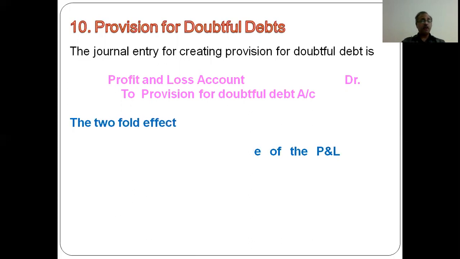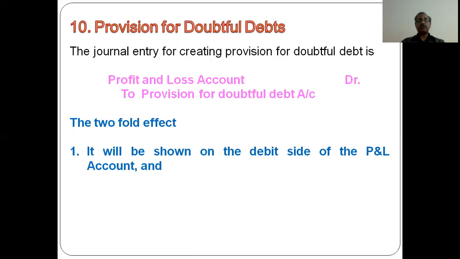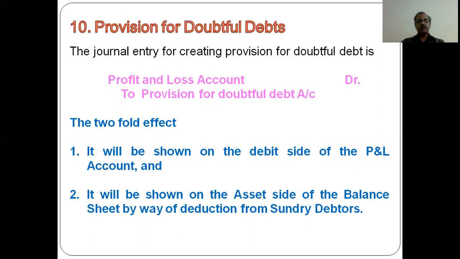And the twofold effect: the first effect is that provision for doubtful debt will be debited in the P&L account, because we used to create any provision by debiting the P&L account. So provision for doubtful debt we show on the debit side of the P&L account. The second effect is that provision for doubtful debt is just like bad debts.